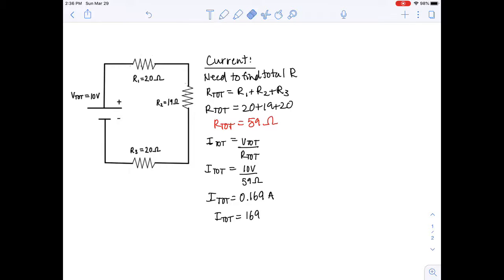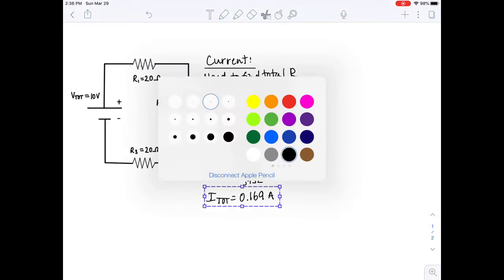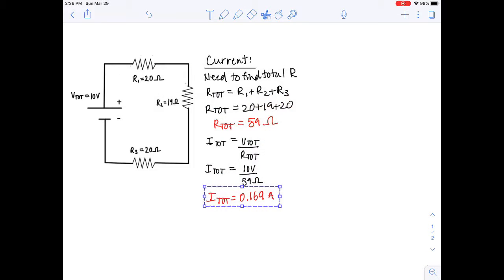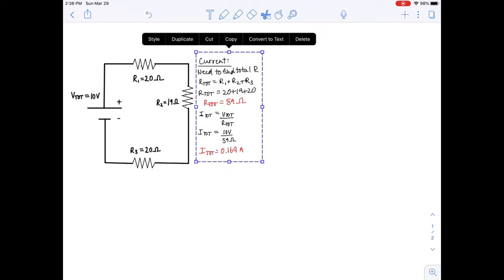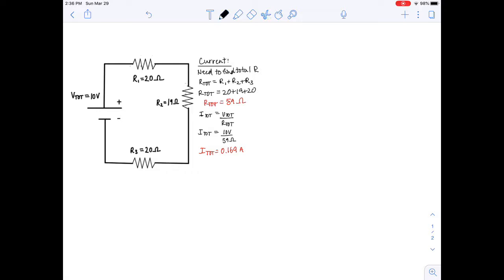But of course we can convert that. Actually, let's just leave it as amps. Okay, so we have two of our important quantities there. Just gonna make this a little neater. Okay, so this actually we can write over here. So our total resistance is 59 ohms and I total is 0.169 amps.